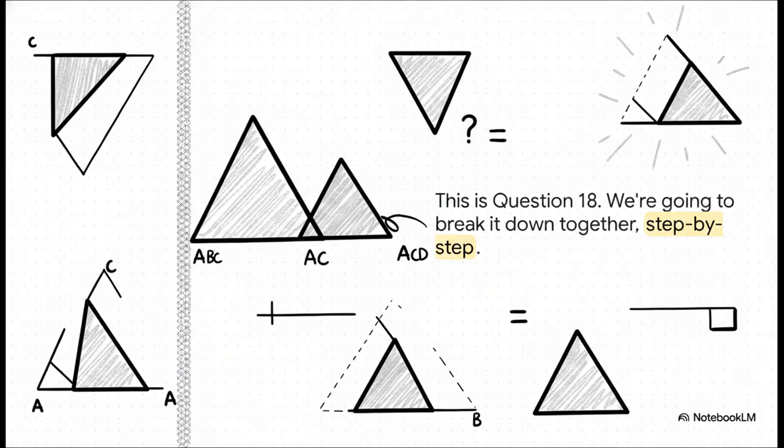Okay, so here it is, question 18. Let's take a look. What we've got is a quadrilateral. But really, it's just two triangles stuck together, right? ABC and ACD. The deal is they give us the area of one, and we've got to find the area of the other. Now, the tricky part, they only share one side. And that right there is the key. Everything, and I mean everything, hinges on us finding the length of that shared side.